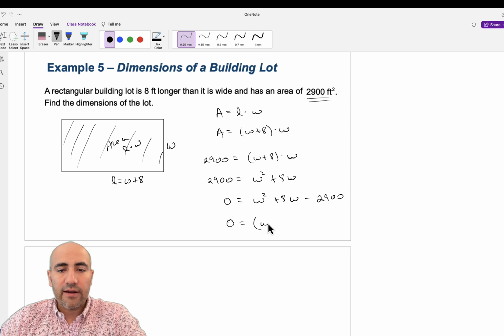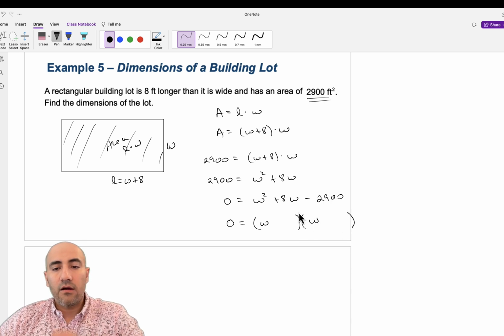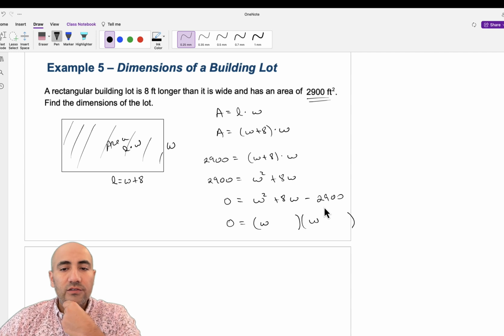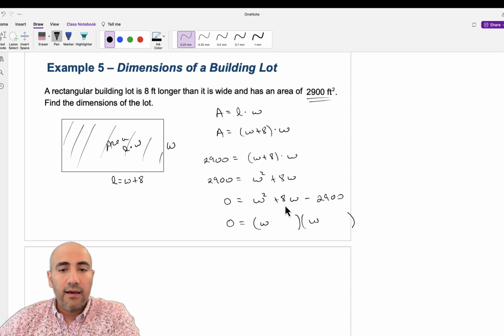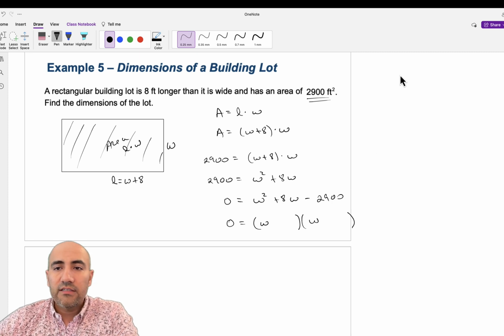So let's see if it factors easily. It's a trinomial, leading term is 1. So let's try this. So now I have to think, are there two numbers that multiply to 2,900 but add to 8? That might be kind of hard to figure out. Let's find the factorization tree of 2,900. So clearly 29 times 100 works.